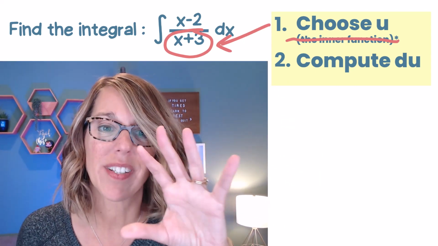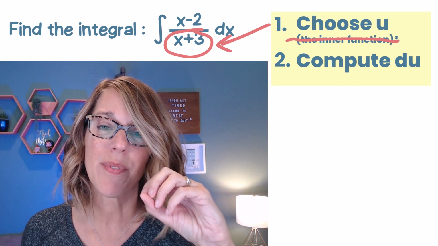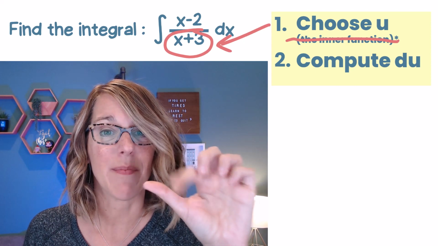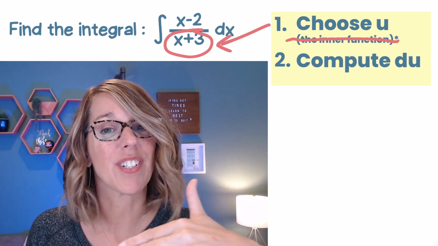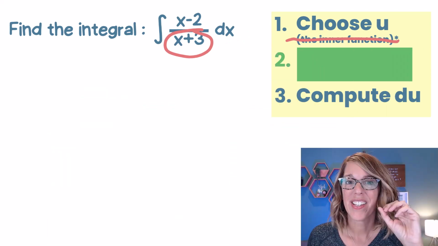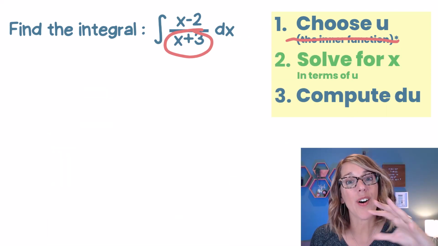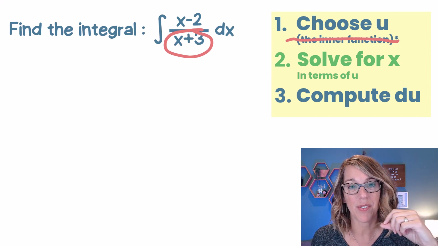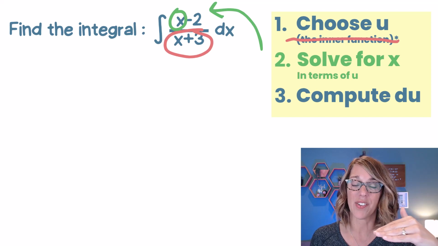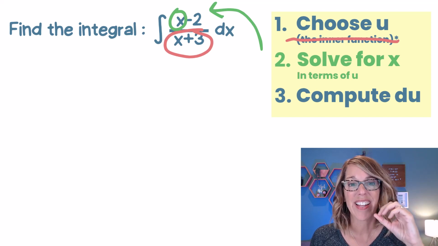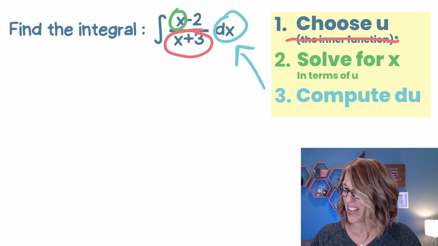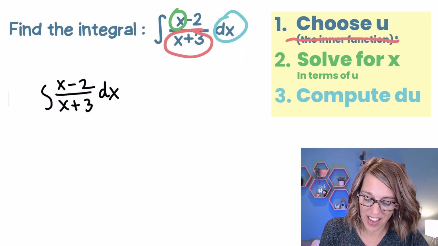Now, this method works on examples like these. It really works when you've got two different layers, but they both have the same degree. Notice how I've got x to the first in the denominator and x to the first in the numerator. So I've got an additional step. I need to replace all of the x's to be in terms of u, including that x in the numerator. So I need to solve for x in terms of u. I'll show you just how to do that. And then that last step is going to be the same, computing our du. Let's dive in, starting with that u definition.